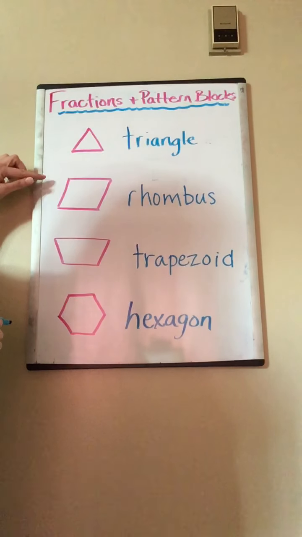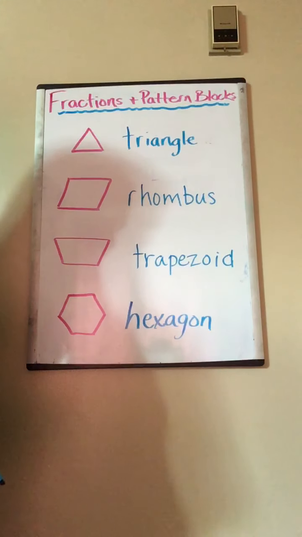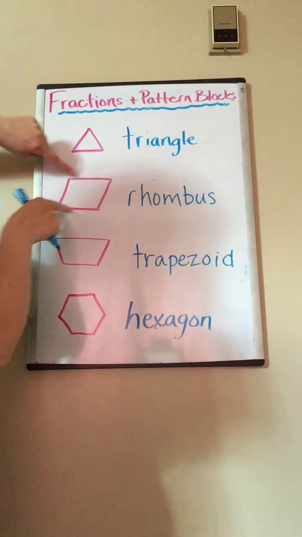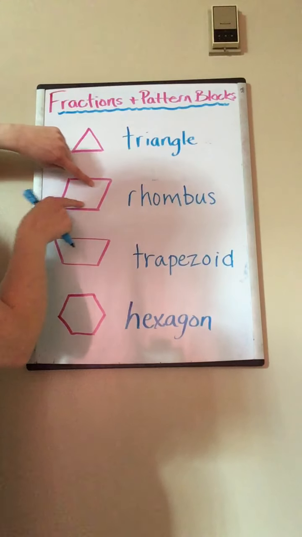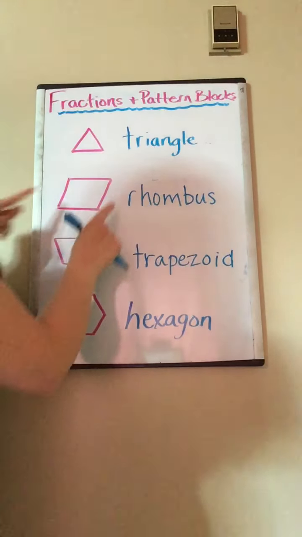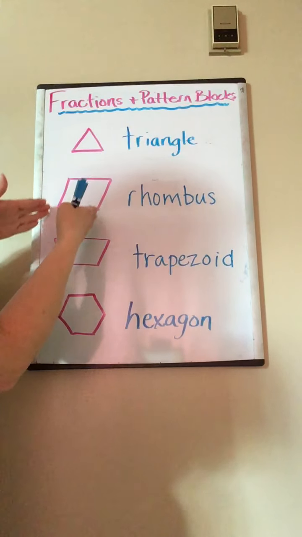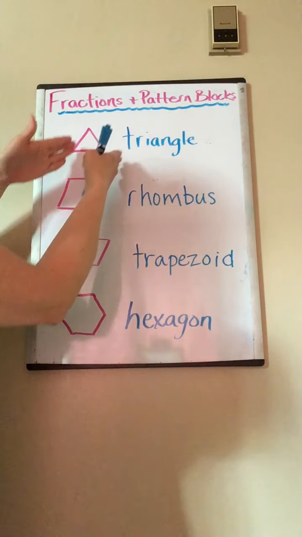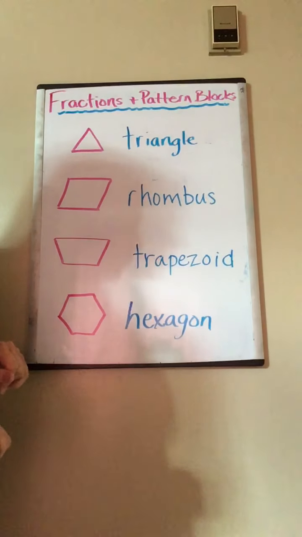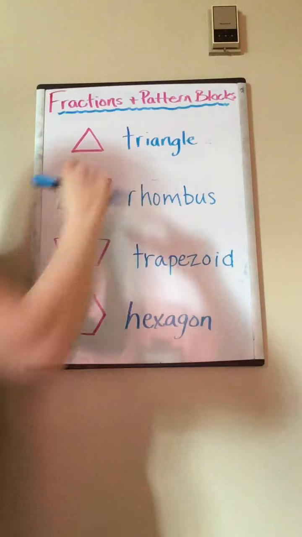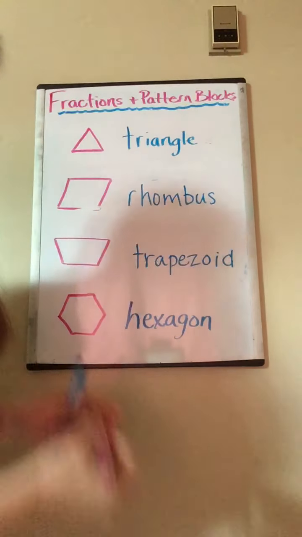How about a rhombus? Does it have parallel sides? Well, let's take a look. Do these 2 lines and sides ever touch? No. Do these 2 sides ever touch? If we were to continue those lines down, those sides would never touch. So a rhombus has 1, 2 sets of parallel lines.